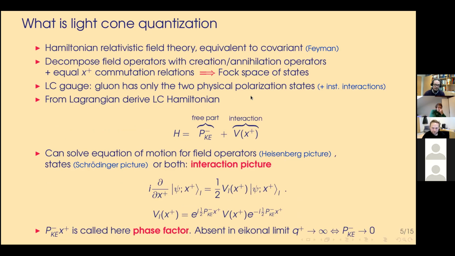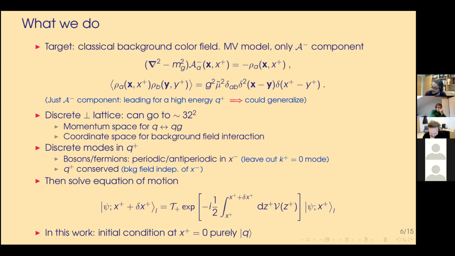So this is the system we want. This is the way we want to formulate our system. We have an interaction part of the Hamiltonian. We have a free part of the Hamiltonian. We have quarks and gluons in a Fock space of states.